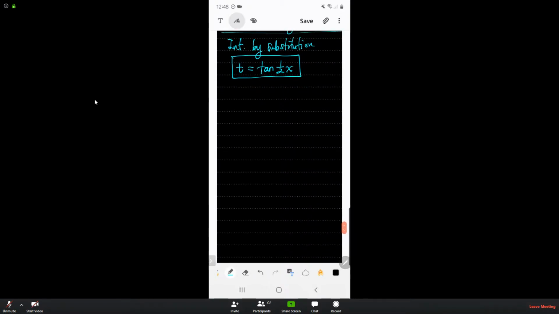Because when I say t is equal to tangent half x, then you look at the double angle formula or half angle formula, whatever you want to call it, for tangent x. For tangent x, you know that tangent x can be expressed as 2t divided by 1 minus t squared, right? So the definition of the tangent is the opposite side of a triangle divided by the adjacent side of the triangle. So this is tangent x.